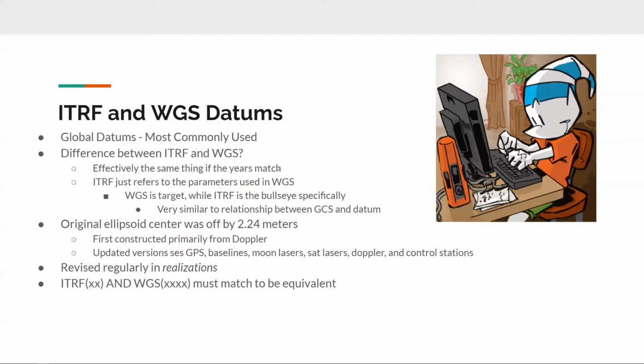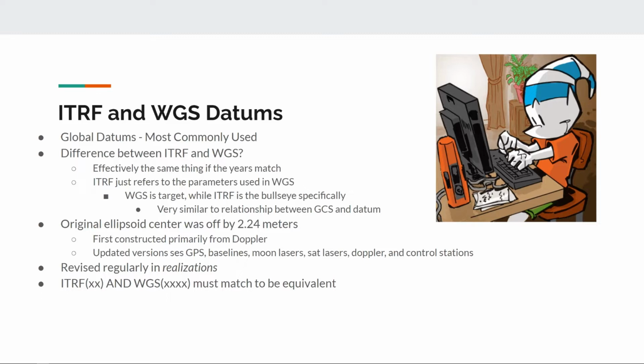Originally, as I alluded to before, the ellipsoidal center was off by about 2¼ meters. Because technology wasn't the best at the time, it was first constructed primarily just from Doppler radar. It wasn't perfect. Eventually technology progressed and we started using GPS baselines. We shoot lunar lasers at the moon and get reflections, lasers from satellites, Doppler again, as well as a whole international system of control stations. And we're able to get a much better estimate of the center of the planet, the center of mass. We were able to determine that it was off by a little bit.